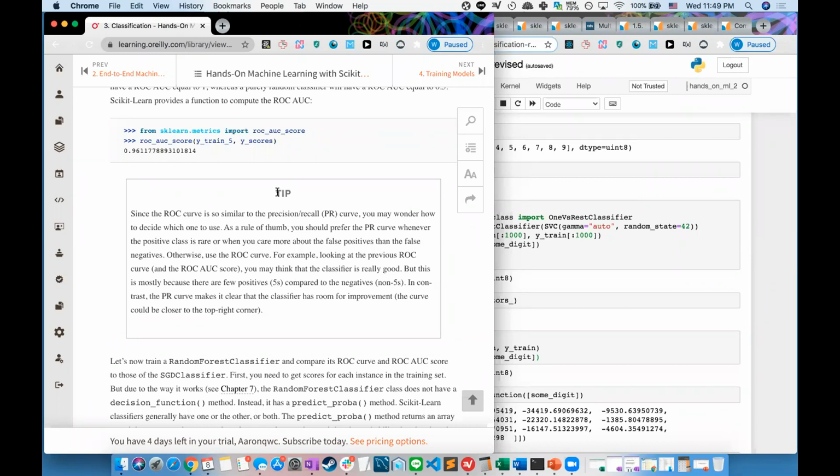You should prefer the PR curve when the positive class is rare. How do you explain that? I didn't quite get that. Does anyone understand why that makes sense? So you're asking why you should use the precision recall curve when the positive class is rare, right?